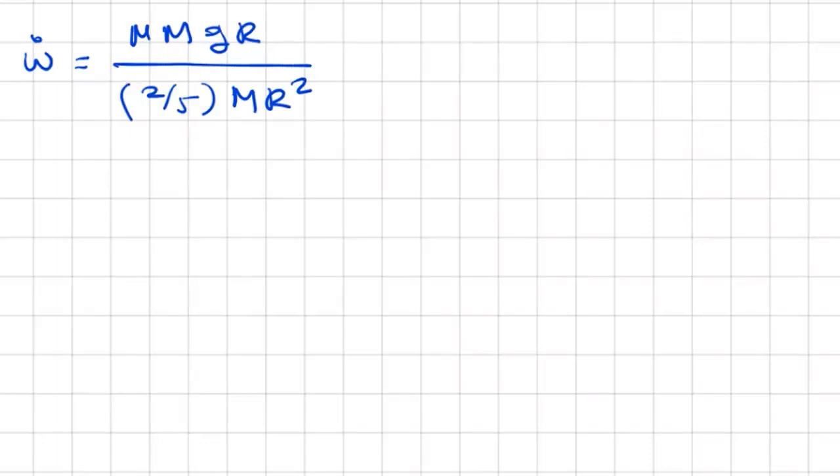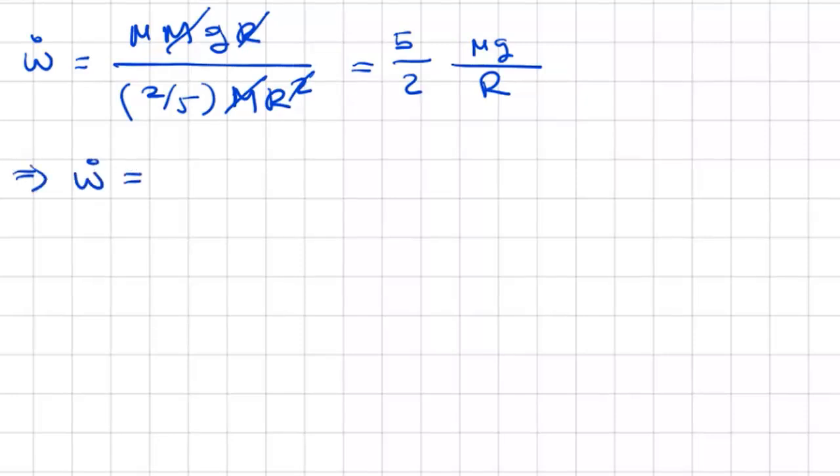So we simplify some expressions here that are similar, like the masses. The expression finally is going to take this form, 5 divided by 2, mu g divided by r. Then finally our angular acceleration is going to be 5 mu g divided by 2r, and we will call this equation number 3. All right.